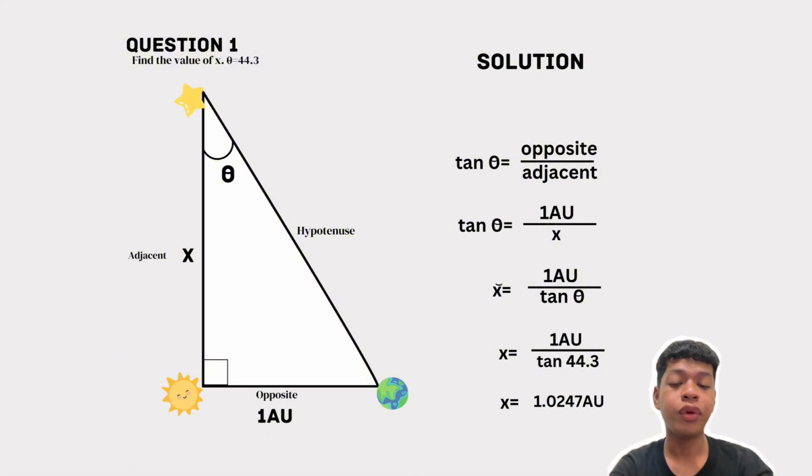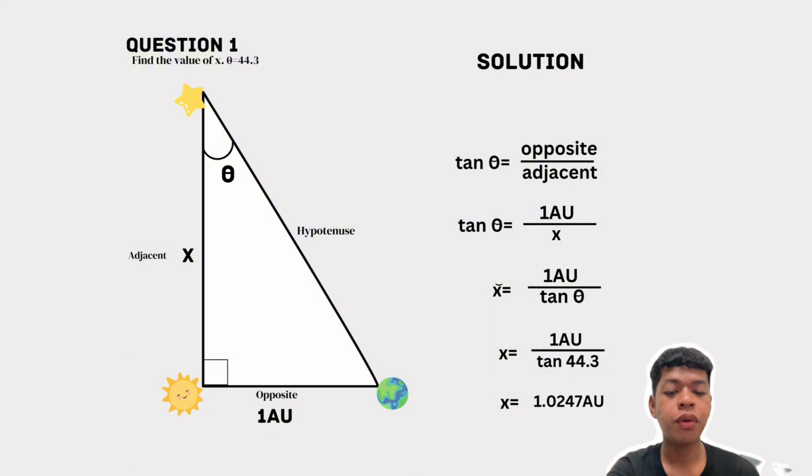I'm going to continue with example questions of trigonometry in astronomy. As you can see in question 1, we need to find the value of x, and the theta value given is 44.3. On the diagram, x is located between the star and the sun, and the only value provided is the Earth to the Sun, which is equal to 1 astronomical unit. From the star, x is on the adjacent side and the Earth to the Sun is on the opposite side. So we can use the formula tangent theta is equal to opposite over adjacent.